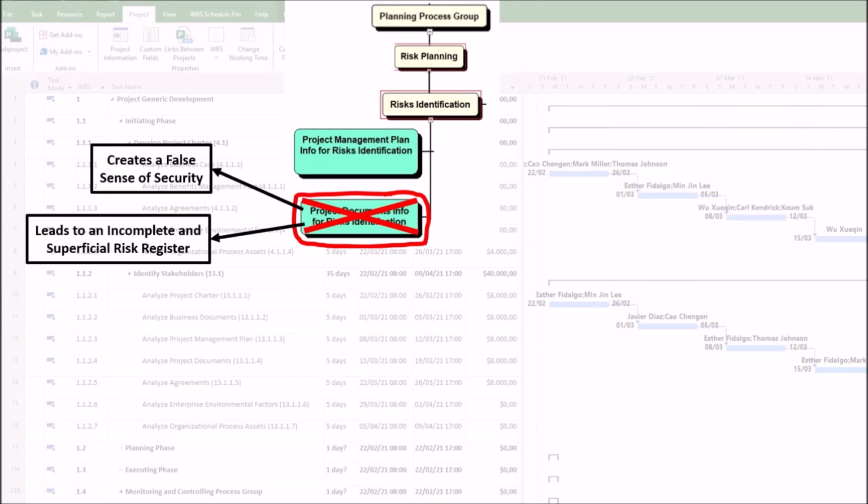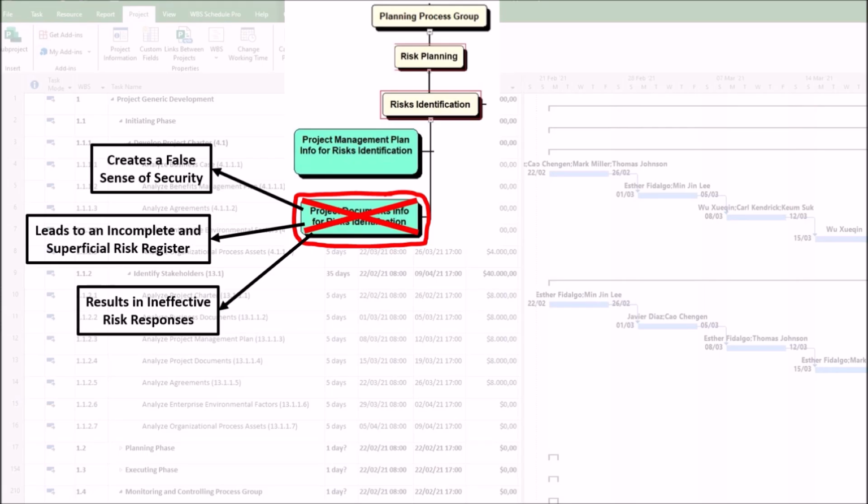2. It leads to an incomplete and superficial risk register. The risk register will be populated with generic, textbook risks, such as scope creep or team member leaves, but will lack the specific, nuanced risks that are unique to the project. For example, a poor analysis of the technical documentation might miss the risk that integrating a new software module with a legacy system has never been attempted at this scale. The risk register might list technical failure, but won't capture the specific, high likelihood integration risk, so no technical spike or proof of concept is planned.